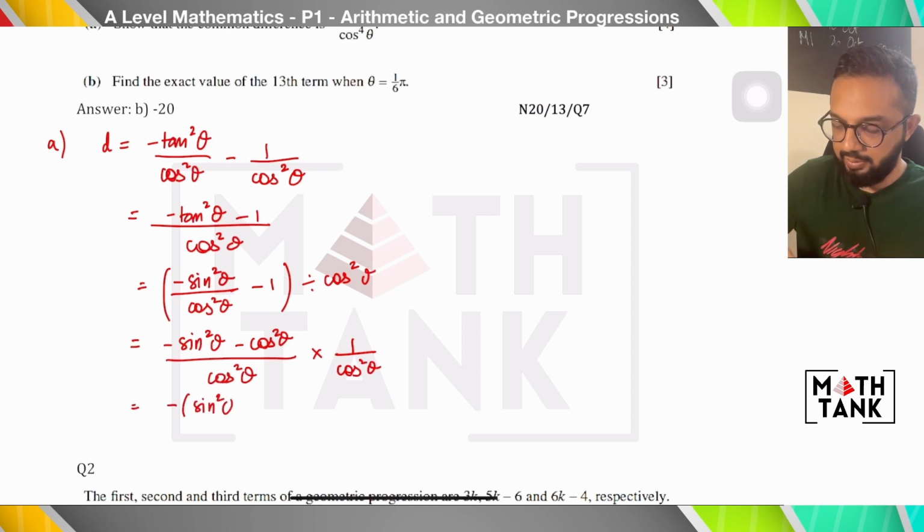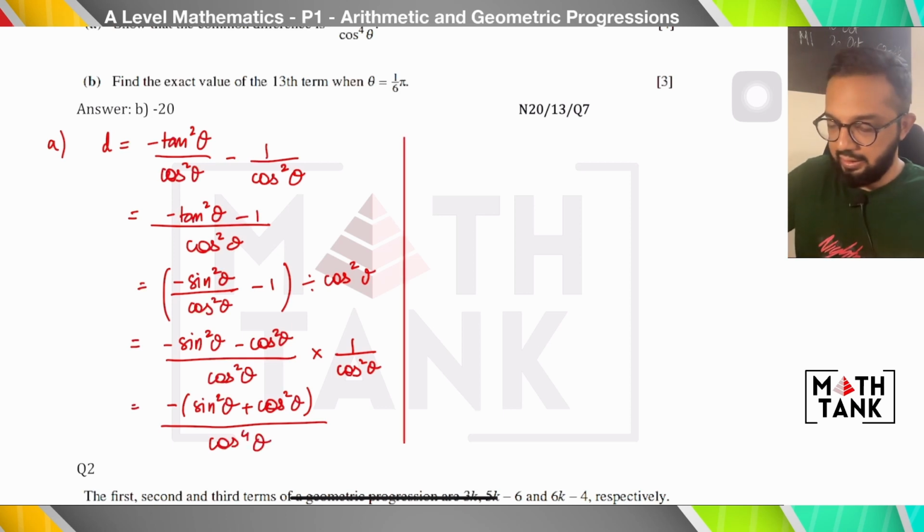If I factor out the minus 1, it gives me minus sine square theta over cos square plus cos square theta over cos power 4 theta. And then I remember my identity. I can say that our common difference is minus 1 over cos power 4 theta.